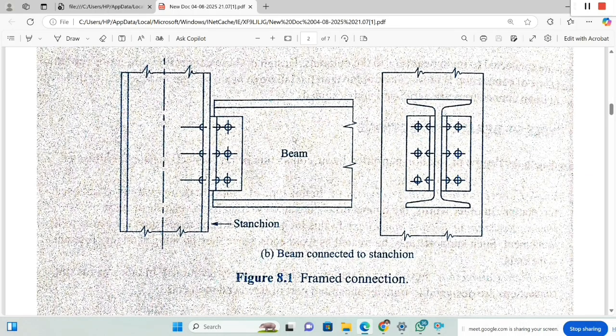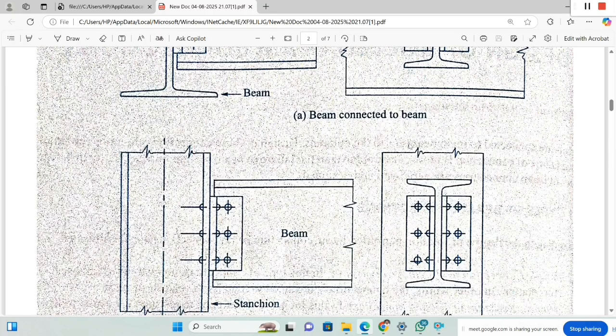Here the beam is directly connected to the column. So the web of the beam, this one, is connected to the flange of the column. This is the side elevation, the first diagram, and the second diagram is the sectional elevation of the beam. So two cleat angles connect the beam to the column. These are the bolted connections, the circle and the plus type connections. So this is a simple one.